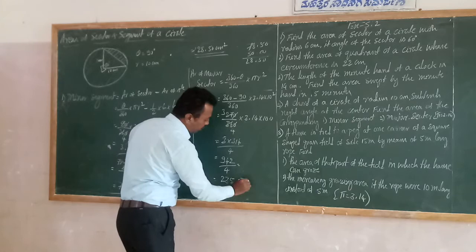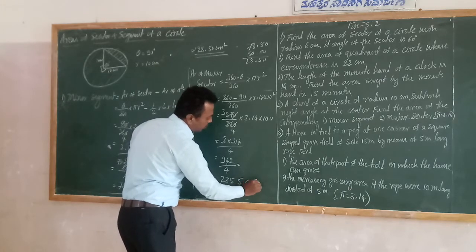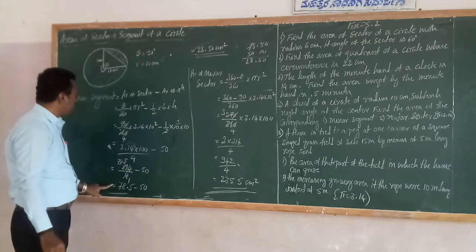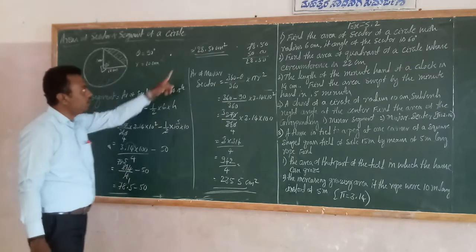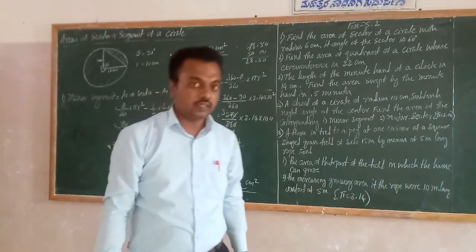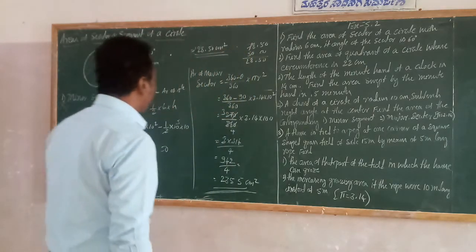So 235.5 centimeter square. This is the area of the major sector, and this is the area of the minor segment, 28.50. Understood? So like this we have to use the formula and find the areas.